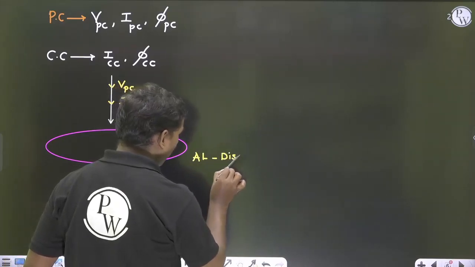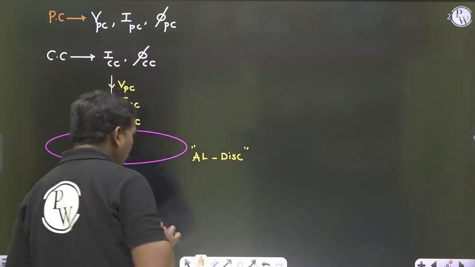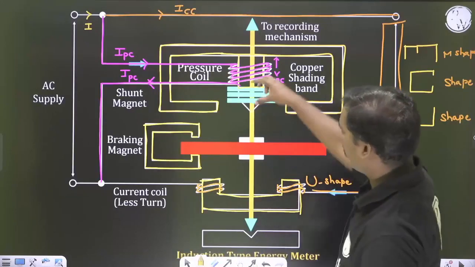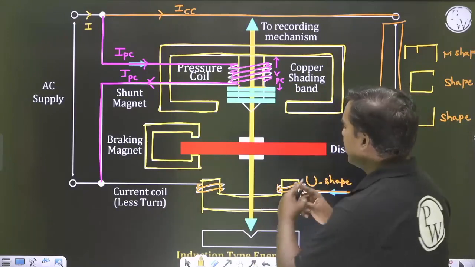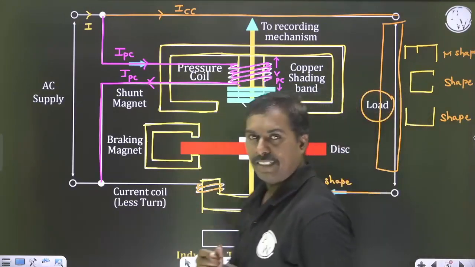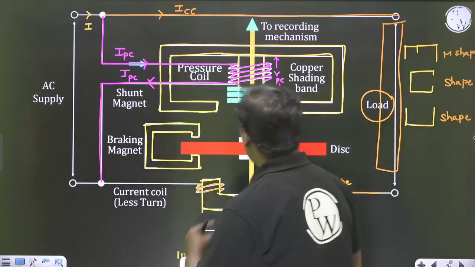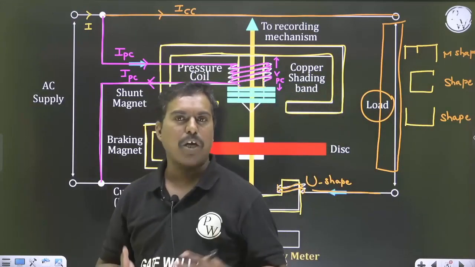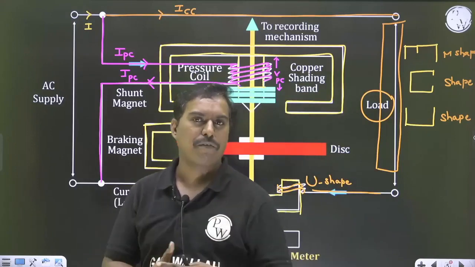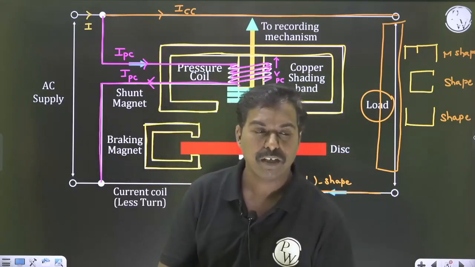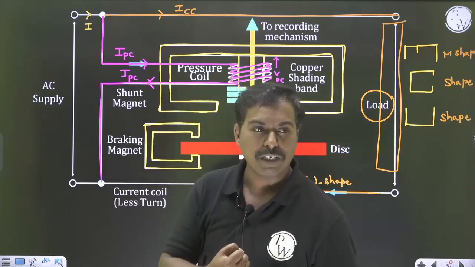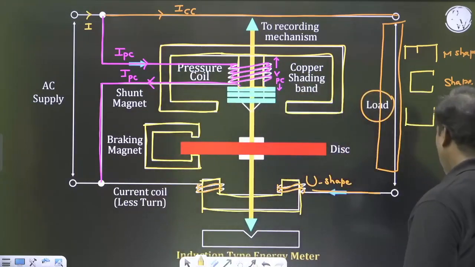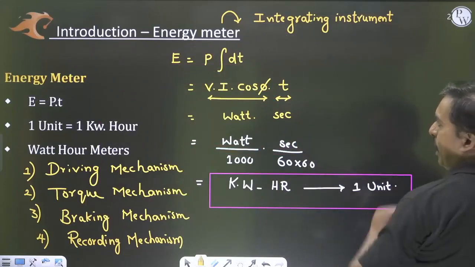Aluminium disc is a metal. So this particular aluminium disc is suspended between the two coils, and it starts rotating because of the flux interaction. The number of rotations happening in the disc, over a period of time, is proportional to the power. That means over a period of time, it is proportional to the energy. The more energy they are consuming, the more the number of rotations possible. So that's what I want to show here.